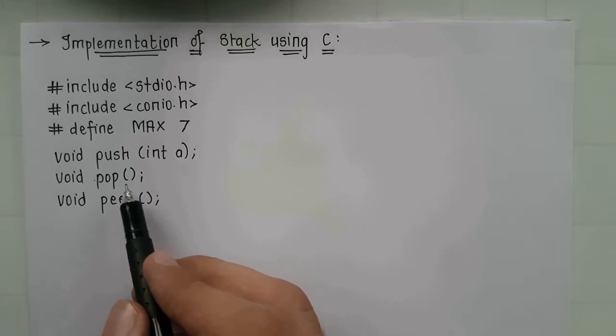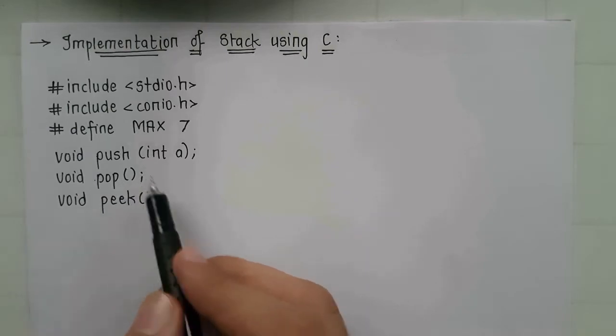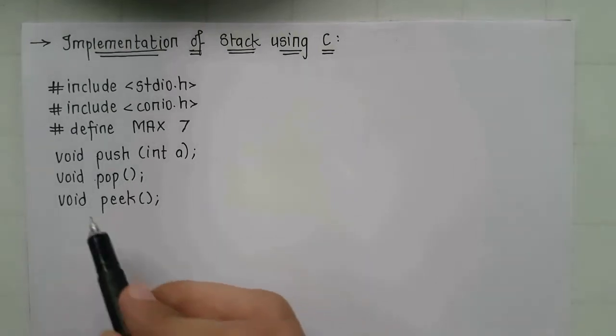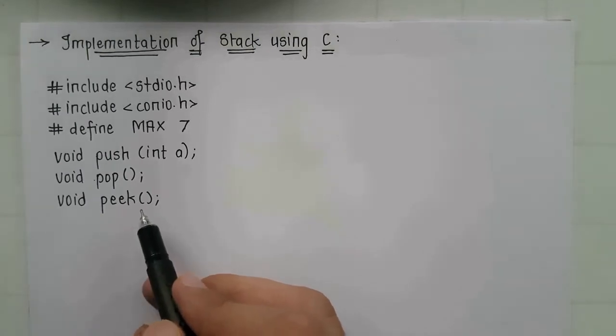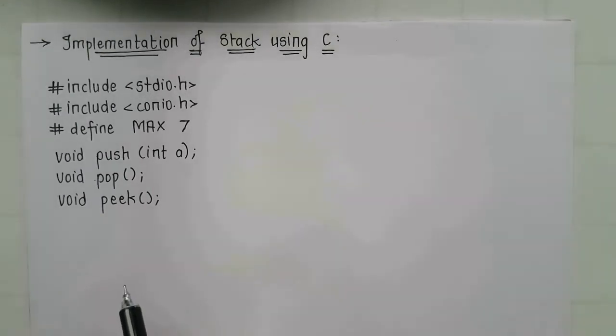In the pop function we are not passing any argument, as we are going to delete the existing data. That's why we are not going to pass anything, so no need of arguments here. And the void peek function is used to display the topmost element of our stack. So let's do some important declarations at the top of our program.